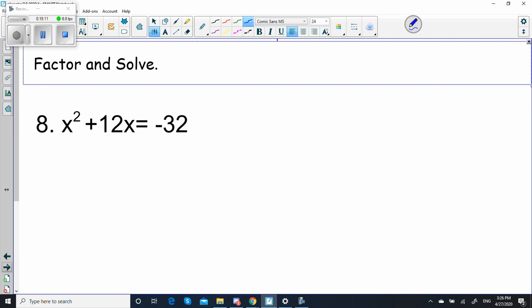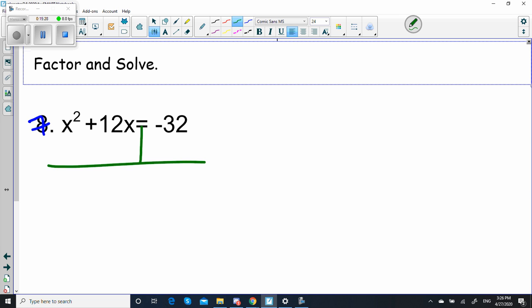I think there's only one more example, and it should be number 7, not number 8. So we'll just leave it like that. Press pause and give it a try by yourself. Move the 32 over, the negative 32, and then try to factor it, and then solve it if you can.